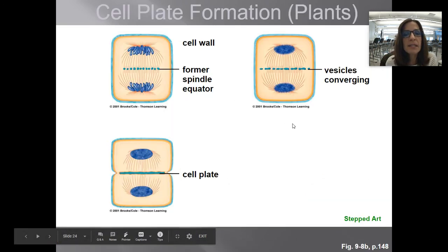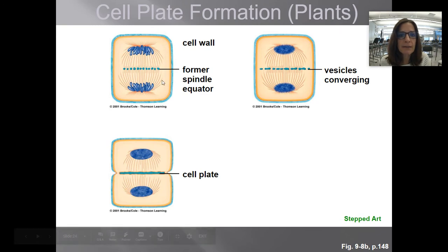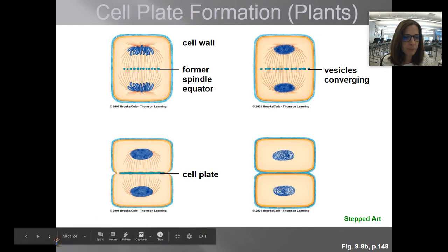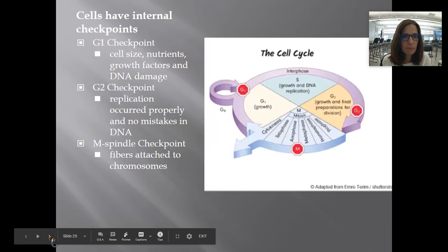Now, with cell plate formation in plants, cytokinesis forms these vesicles, right? And these vesicles are filled with what the cell wall is made of, which is cellulose. So those vesicles get bigger and bigger, and then finally you get what's called a cell plate, which is the new wall that's forming in between the two plant cells. And finally, here you get your two new cells.